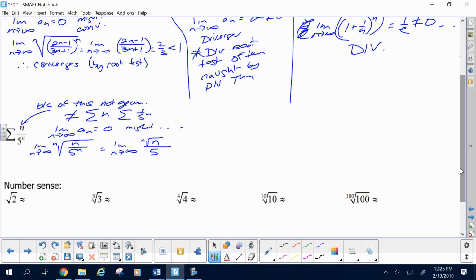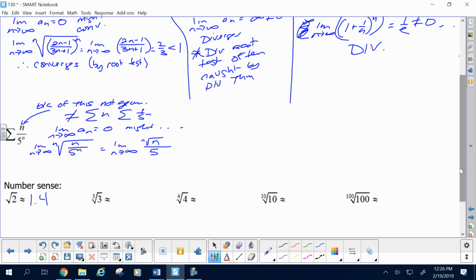I don't know. The square root of 2 is 1.4-ish. The cube root of 3. What is the cube root of 3? Something times itself that equals 3. So it would have to be above 1. 3 to the 1 divided by 3.